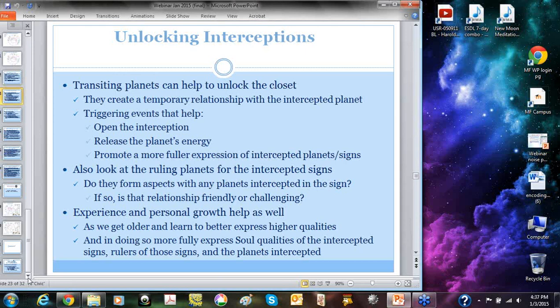As we grow older, one set of interceptions might be more applicable than when we were younger, again, depending on the house system. And then there are those people who never have an interception. Okay? So interceptions are not on everybody's chart. Okay, we move on.